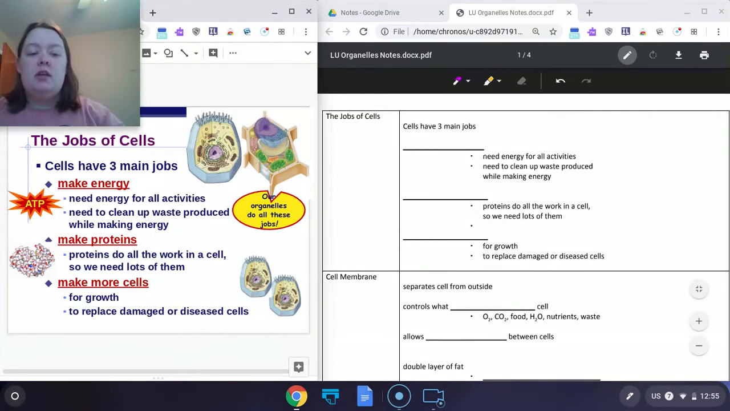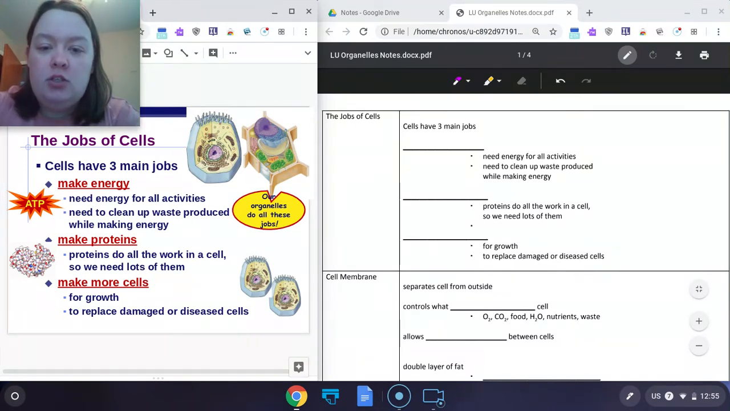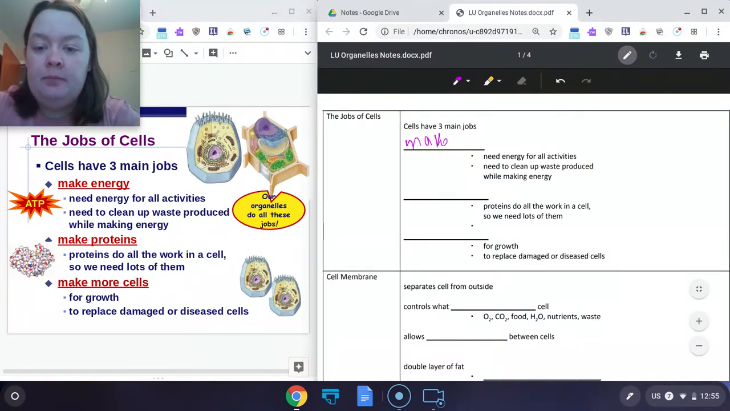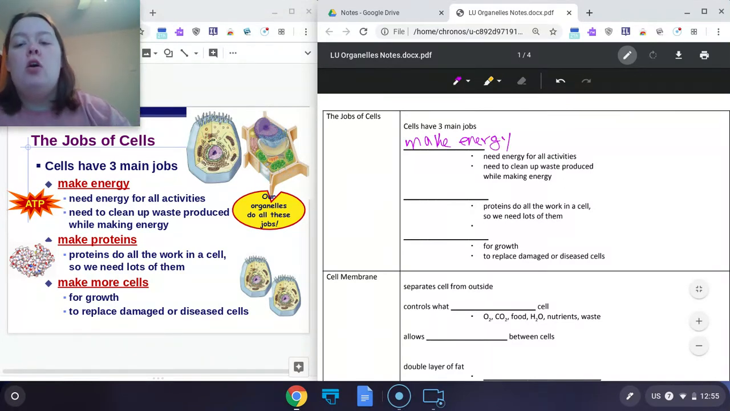Overall, we're going to say cells have three main categories of jobs. The first main category is going to be to make energy. Energy is going to be needed for all the different cellular activities in our body. It's needed to clean up waste. It's needed to help us maintain our chemical reactions. So energy making is very important.